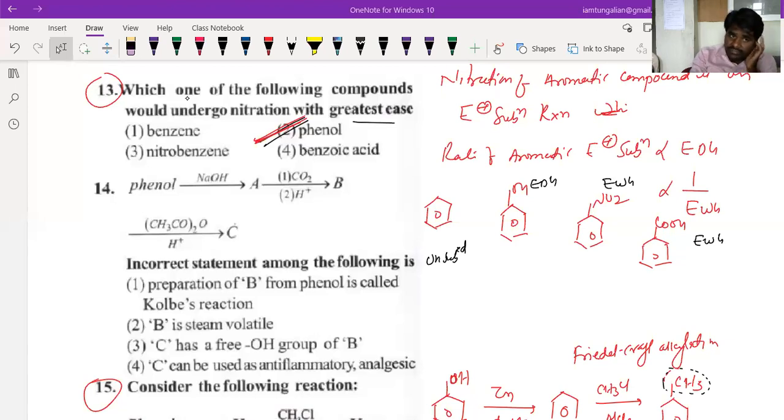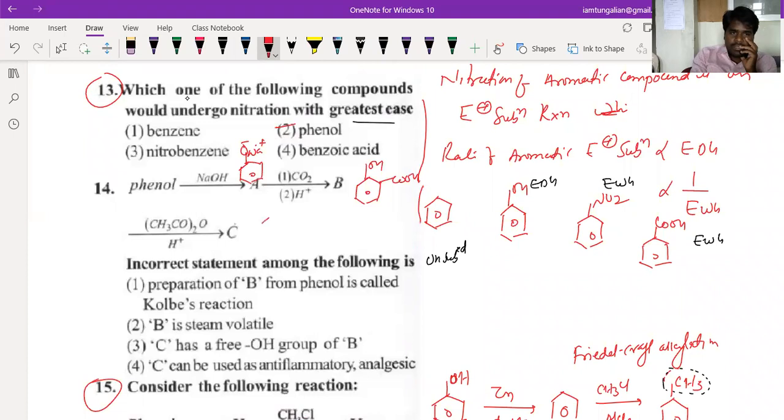Phenol on reaction with sodium hydroxide will form sodium phenoxide, beta. This is your A. This sodium phenoxide on hydrolysis will form salicylic acid, beta. This is your salicylic acid, beta.